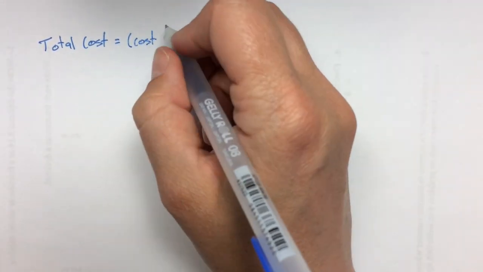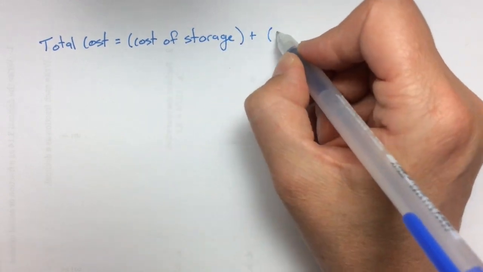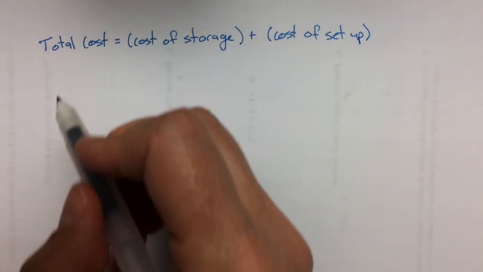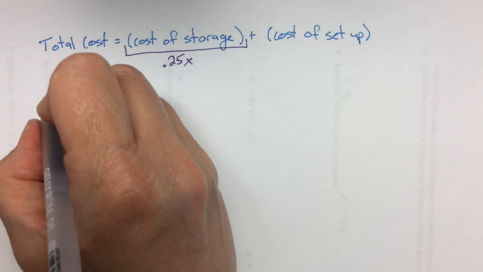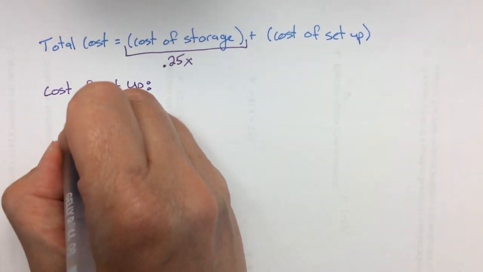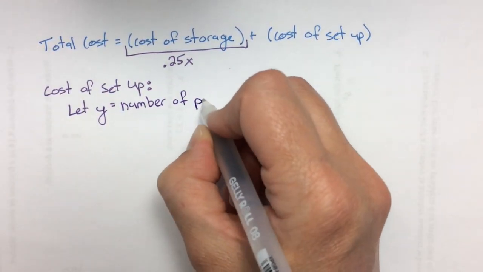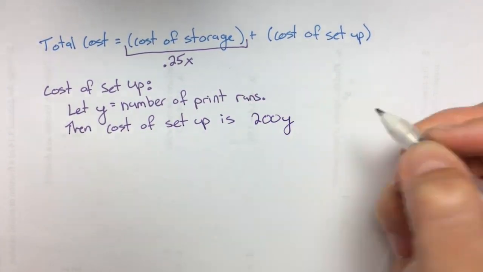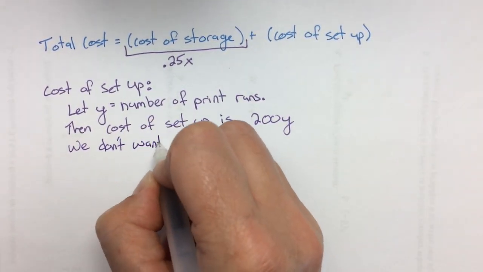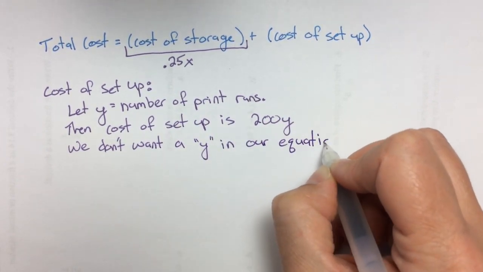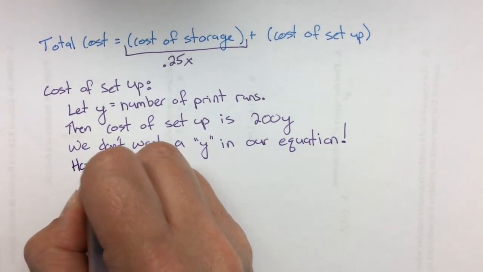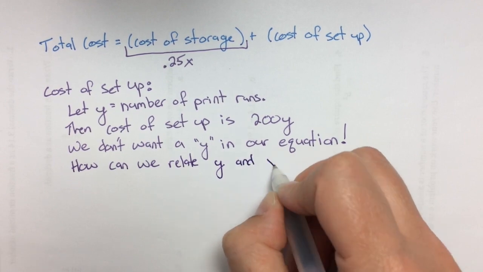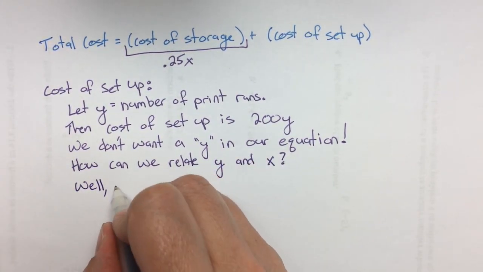Now that we have an expression for the cost of storage, we need to find an expression for the cost of setup so that we can find an equation for total cost. Now, it costs $200 to set up one print run. So let's have y be the number of print runs. Then the cost of setup is just 200 times y. However, we don't want a y in our equation, we want x's. So we need to find a way to relate x and y.